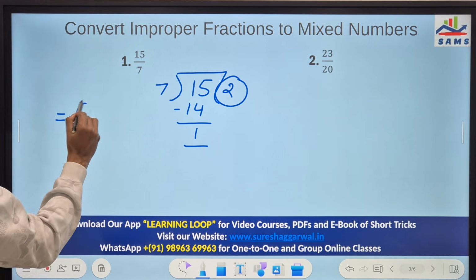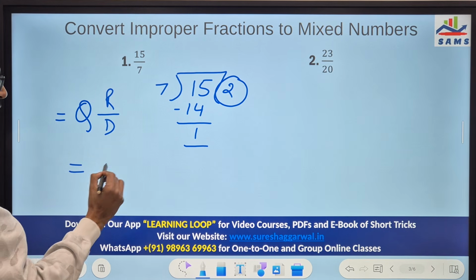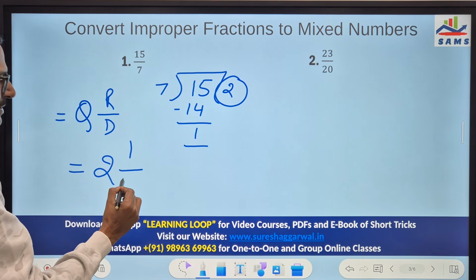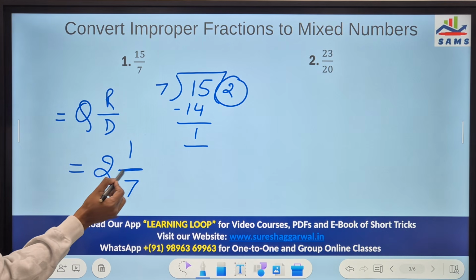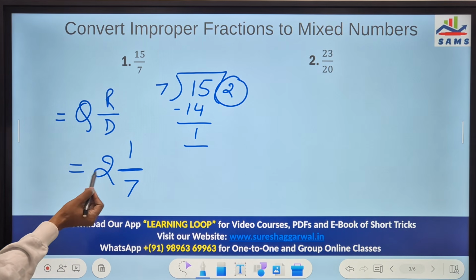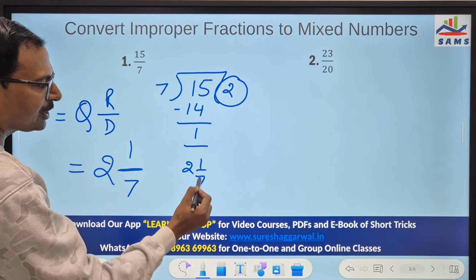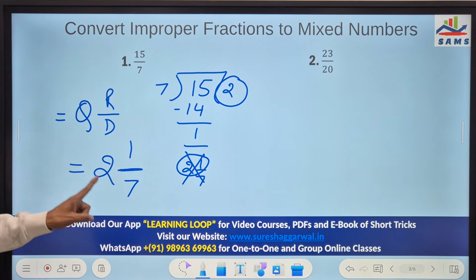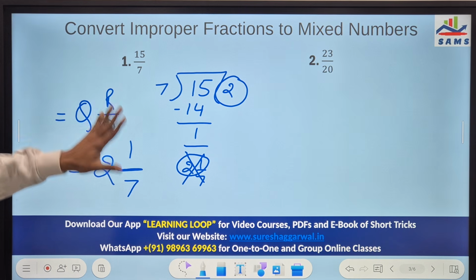Quotient. So I'll write quotient remainder upon divisor. Okay. So quotient is 2. Remainder is 1. Upon divisor is 7. See how I have written. The whole number part is in alignment with this bar. So you have to write it like this. You can't write 2 1 by 7, so it will look like 21 by 7. So that will be a wrong representation. So 2 1 by 7 is the mixed number of 15 by 7.